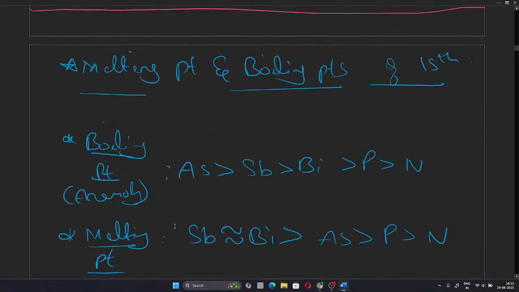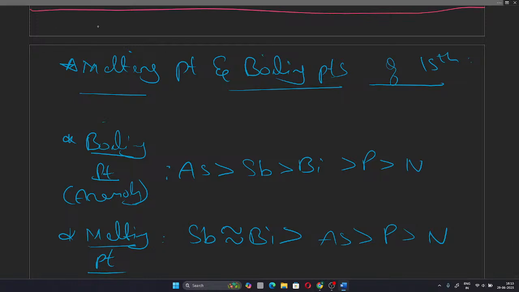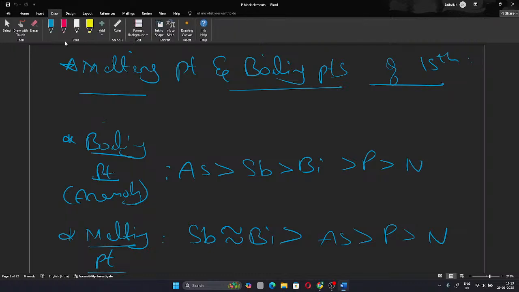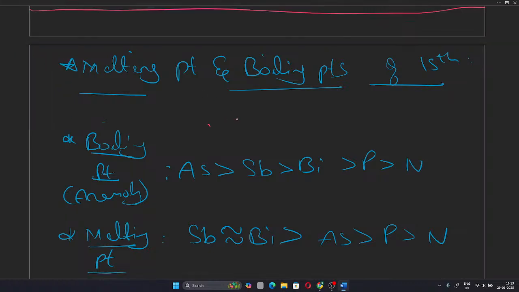Melting and boiling point: arsenic has the highest boiling point, followed by antimony, bismuth, and phosphorus. We can say for boiling point, it first increases up to arsenic, then decreases from arsenic.